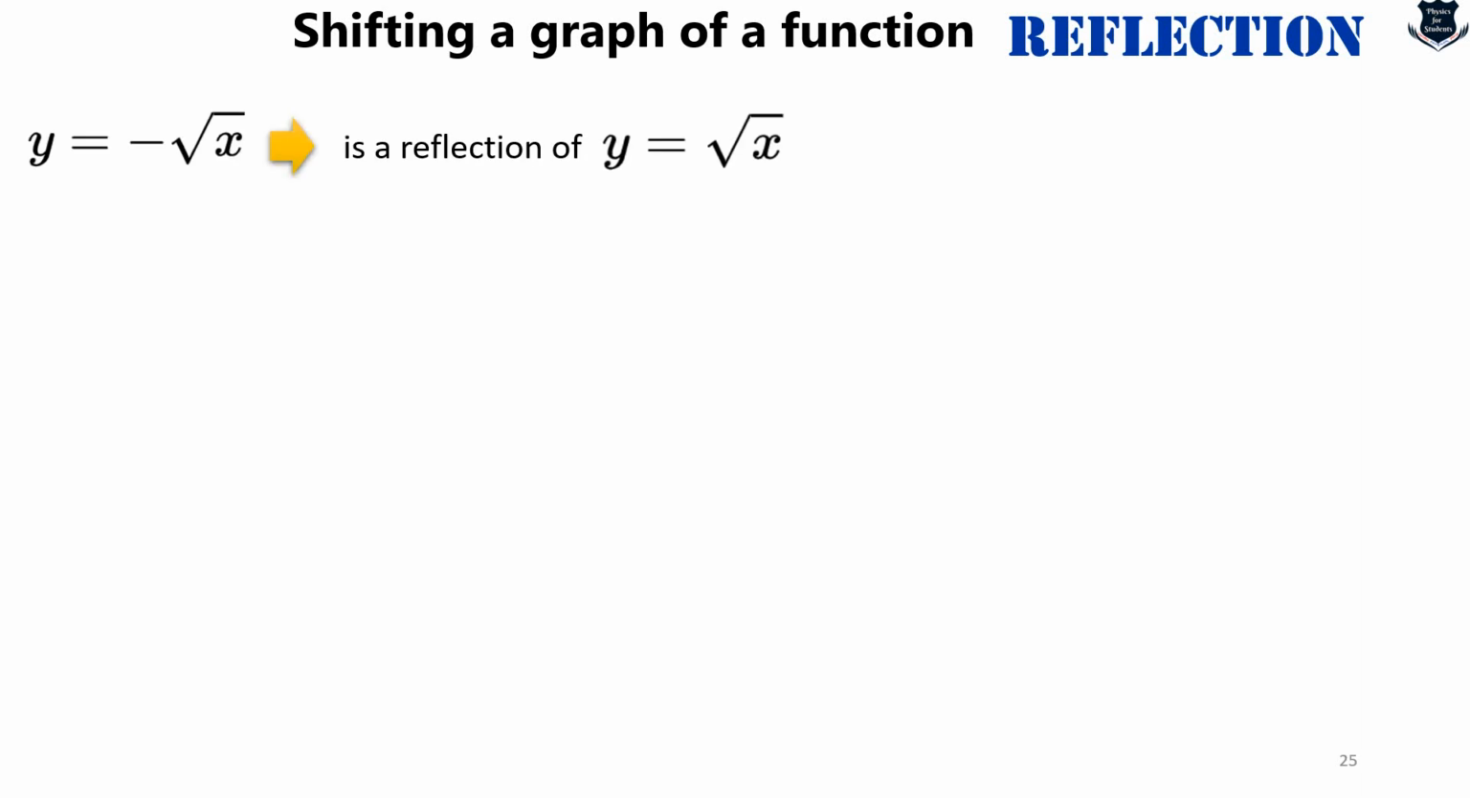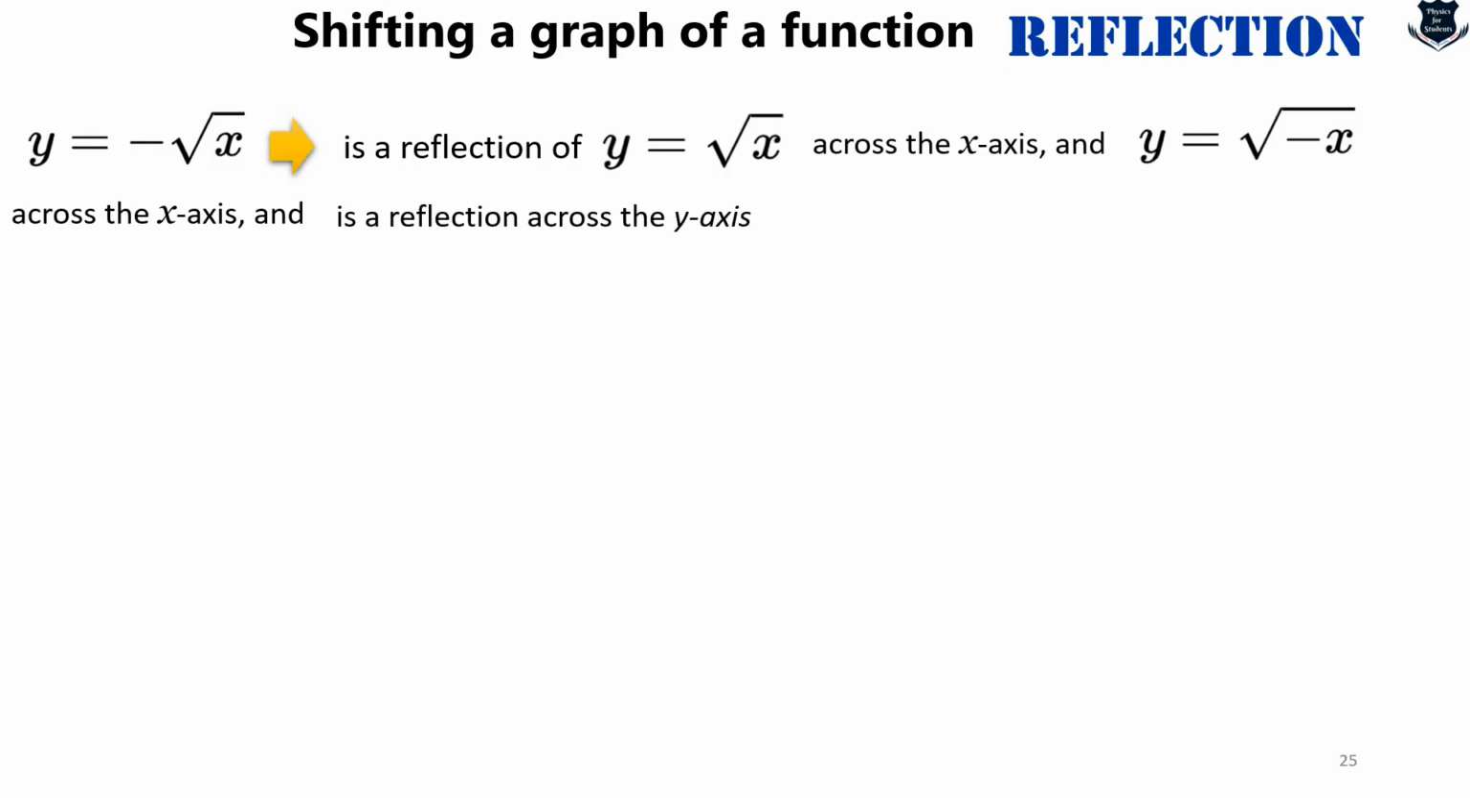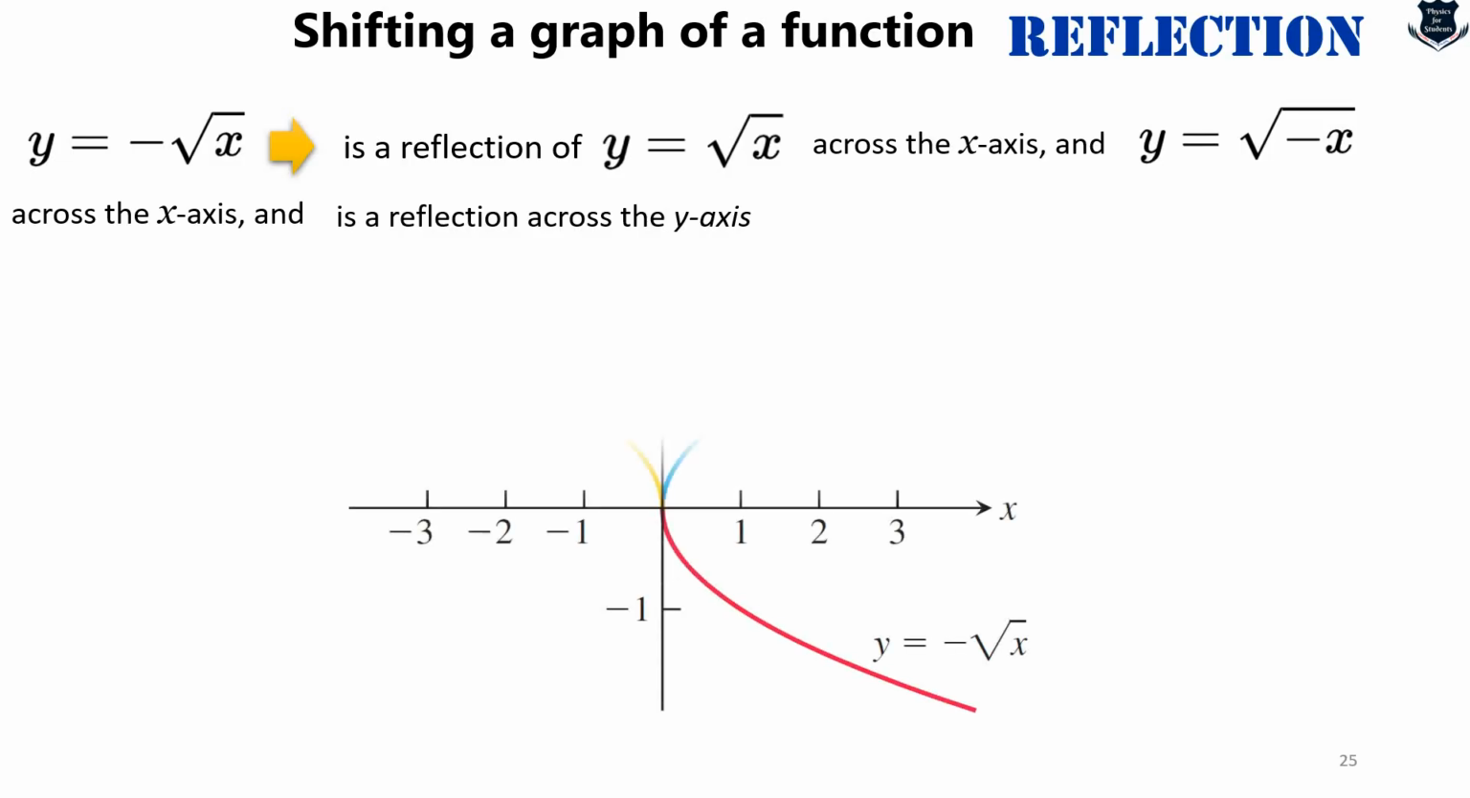Okay, next what we see is the reflection. Reflection is something very interesting. So y equals minus square root of x is a reflection of y equals square root of x across the x-axis. Automatically you can see right at the first go there is a change of sign. And y equals square root of minus x is a reflection across the y-axis. So you get this kind of a nice graph.